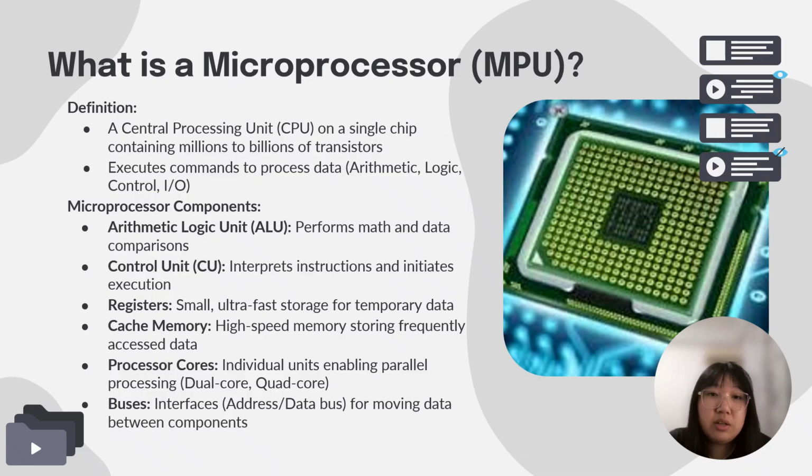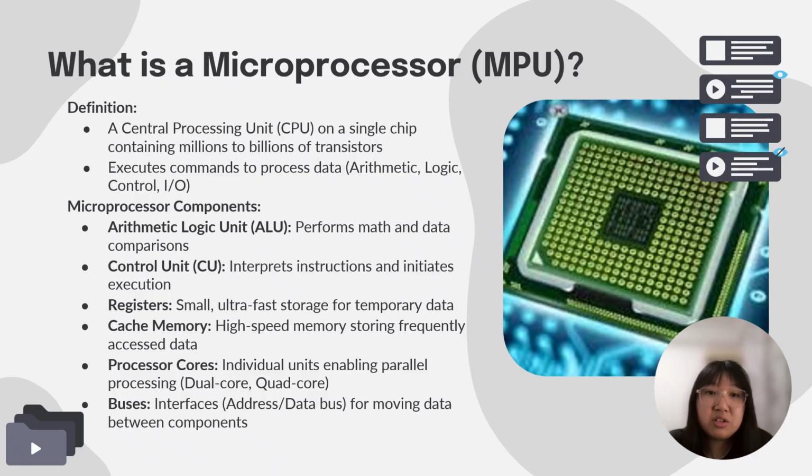Now let's quickly break down the main components of a microprocessor. So first, the arithmetic logic unit, which is ALU, is like the math engine, and it handles calculations and comparisons. Next is the control unit, or we call it CU. It acts like the traffic controller inside the CPU, and it tells other parts what to do.